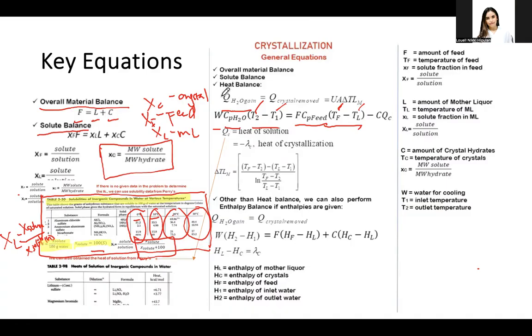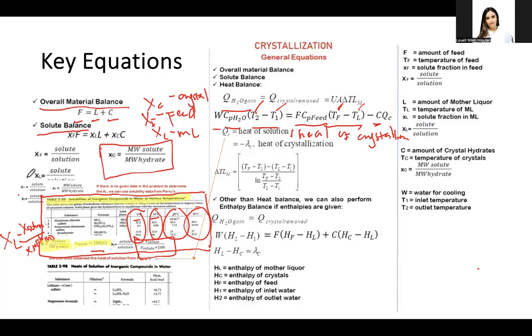minus CQC. So what is C? C is the flow rate of your crystals. QC, that is the heat of solution. So where can you find the heat of solution, or another term for it, heat of crystallization? So, heat of crystallization is the negative of your heat of solution.